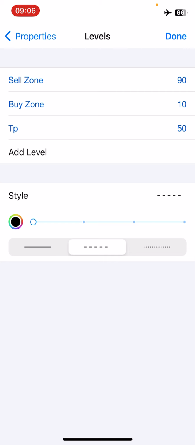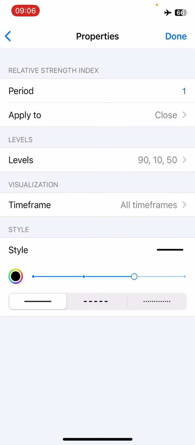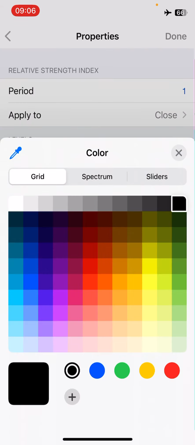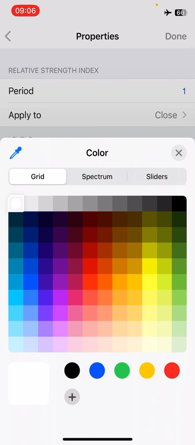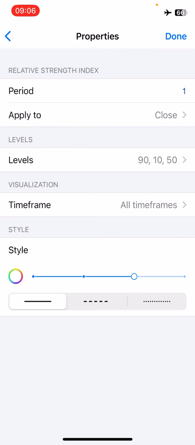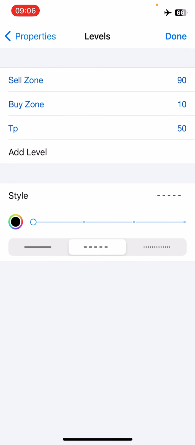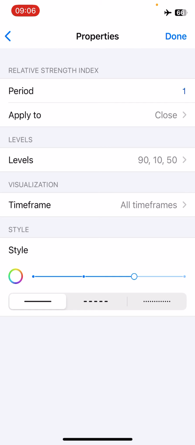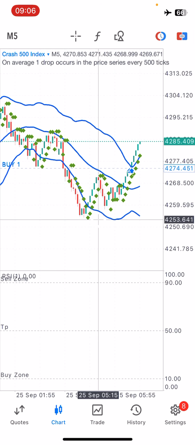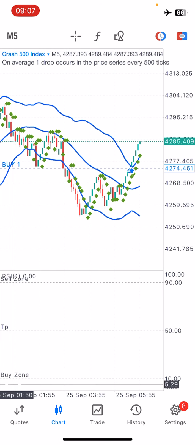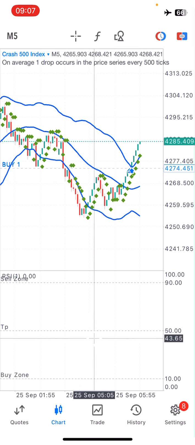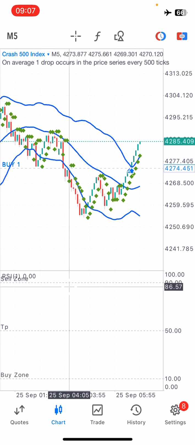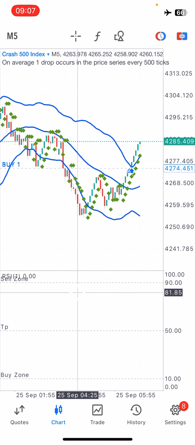Okay, so if you click done, and then the style, I would like to put this back to the same color as my background. So I have a white background, and I've changed the color to white from my RSI because I don't want any lines from the RSI. I just want these 3 levels to be showing on my RSI and nothing else. So if I click done, you see that I only have these 3 levels showing up. My buy zone, which we said is level 10, take profit zone level 50, sell zone level 90, as specified earlier.